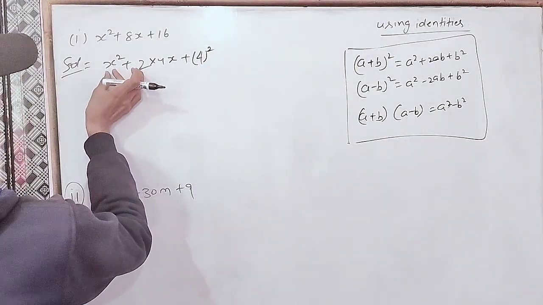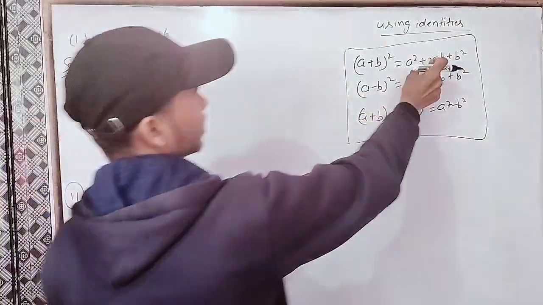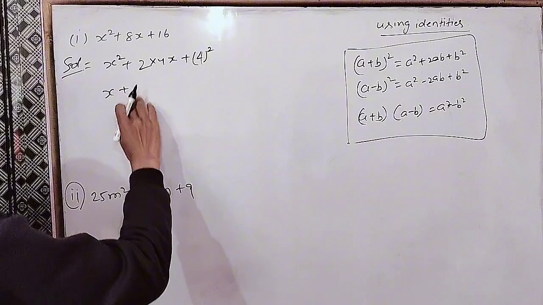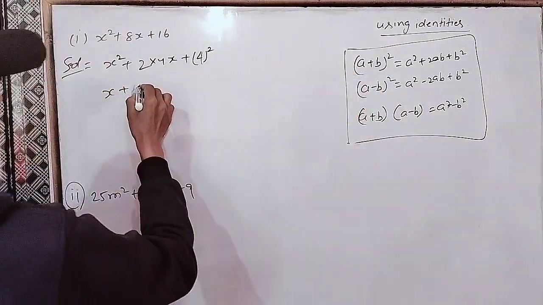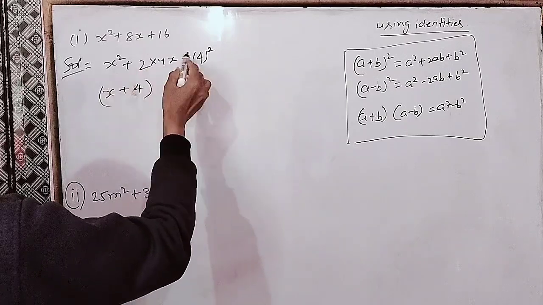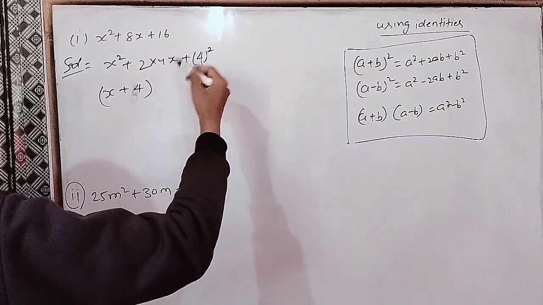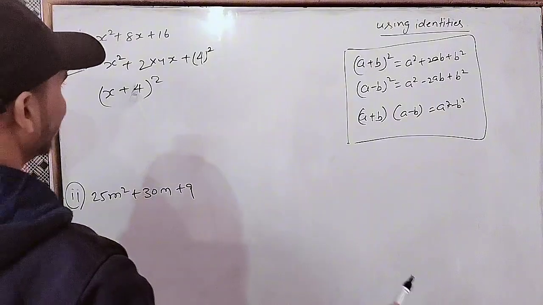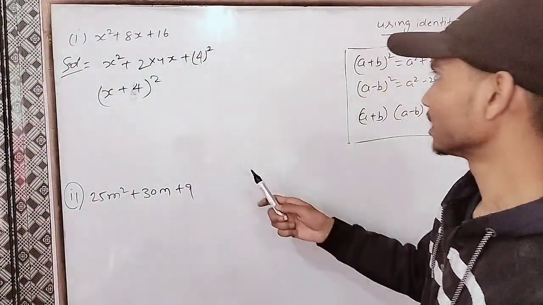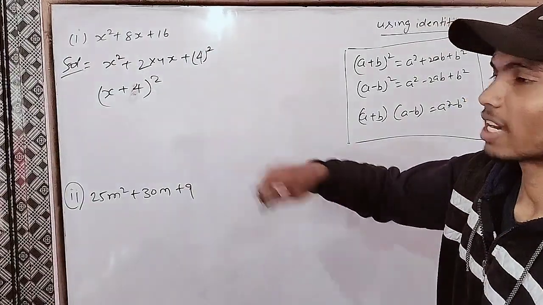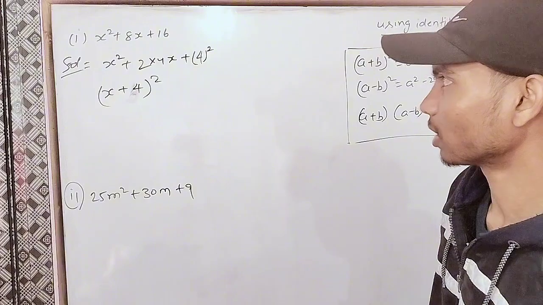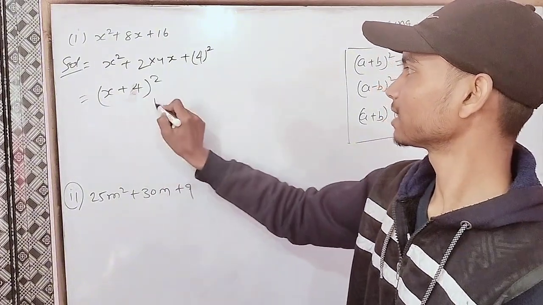So here this is A and this is B. So can you write AB? A is x, B is 4, and this is a square, and this 4 is in a square. Both are in a square. A square is common. That's why we have taken it one time. Okay, a square. That's it. Clear?